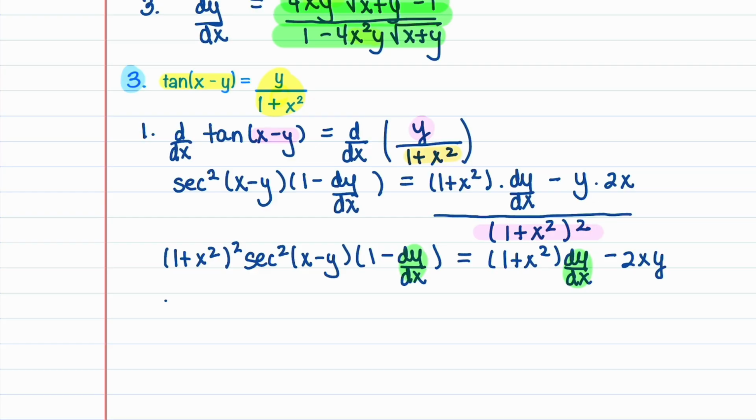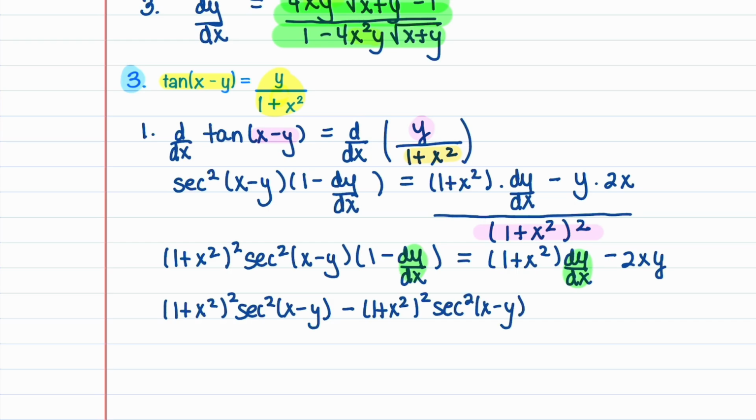On the left-hand side, we have (1 plus x squared) squared, secant squared of x minus y, minus (1 plus x squared) squared, secant squared of x minus y, times dy/dx. And on the right-hand side, we don't have to do anything, and we just write this as 1 plus x squared times dy/dx minus 2xy.